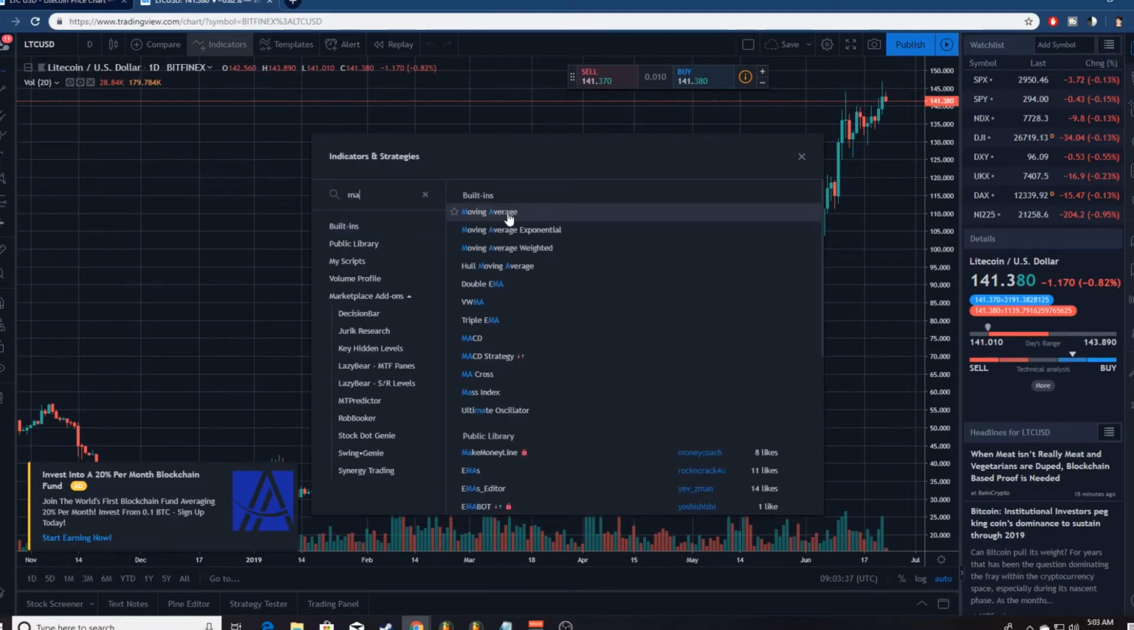First off, there are many different types of moving averages. There's the normal moving average, there's an exponential moving average where there is more weight towards certain numbers, there's simple moving averages, there's weighted moving averages. There are lots of different moving averages, but to keep it simple and beginner friendly, we're just going to be using the normal moving average.